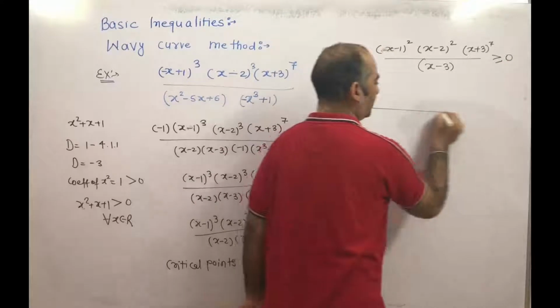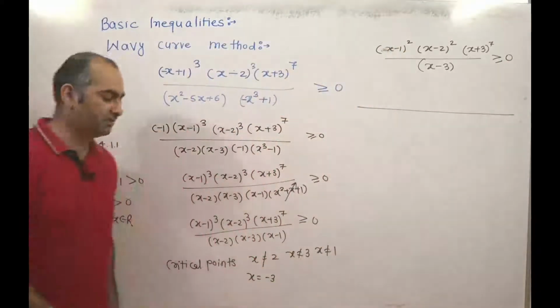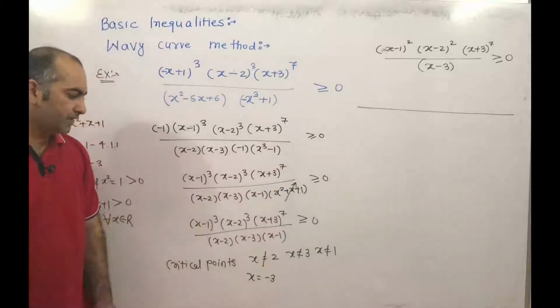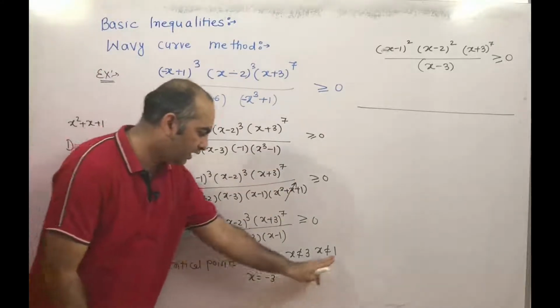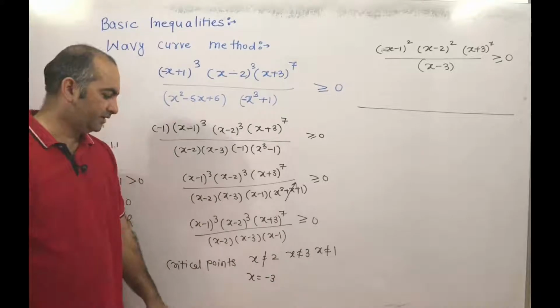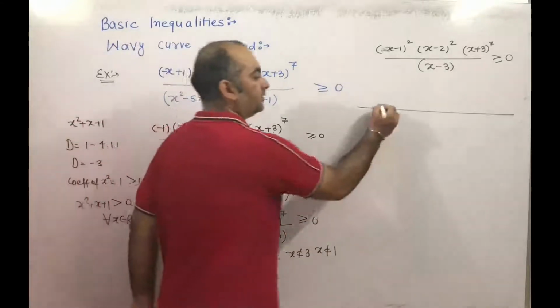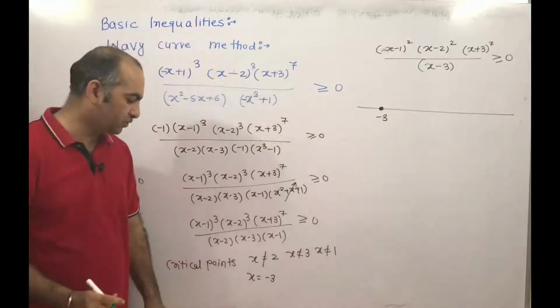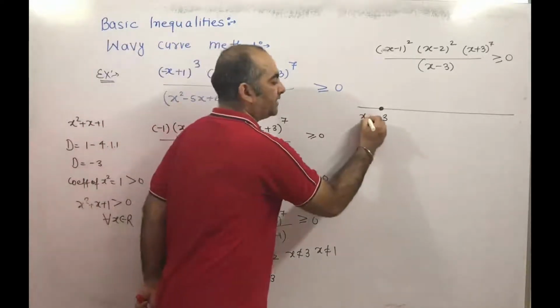So now we will draw the number line. After simplification you draw the number line, then we draw these critical points on it. So what are the critical points? They are minus 3, 1, 2, 3. First, minus 3: you can see it is included, because x equal to minus 3 is possible.